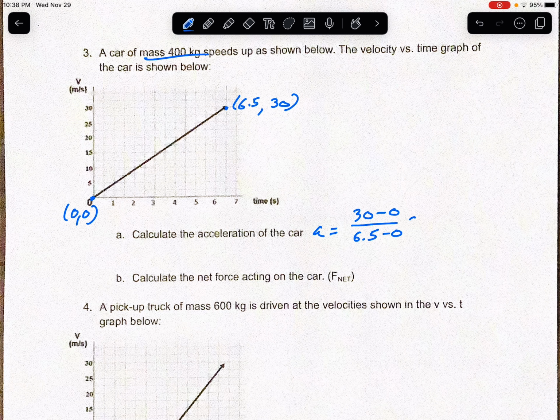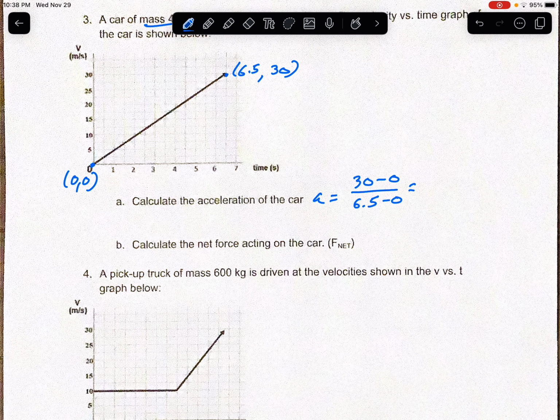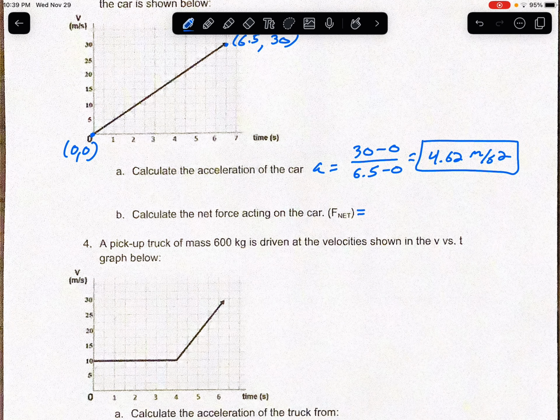Now again, these graphs can be up to interpretation. We should be pretty close. So if you didn't get exactly the same thing, like if you used more decimal points, that's fine, as long as you're close and you can back it up with your math. So 30 divided by 6.5 gives me 4.62 meters per second squared. And there's my acceleration. So net force equals mass times acceleration. So mass would be 400 times my 4.62, and you're going to get 1848 newtons.